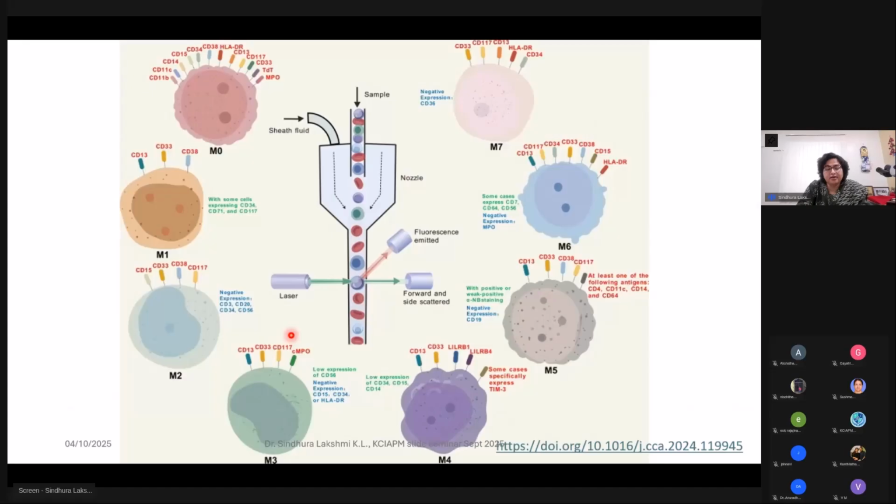Now coming to immunophenotyping. Immunophenotyping can be done by IHC or by flow cytometry. Flow cytometry is by far faster and cheaper compared to IHC. So I will not go into the details of each of the subtypes. These are the reference articles. This is not my slide. I've taken it from an article. For the want of time, I will move forward.